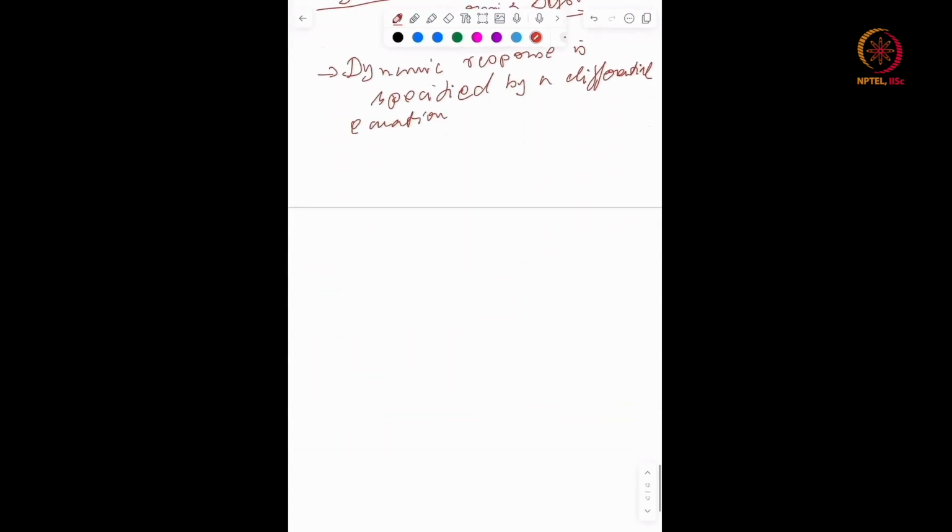So let us look at a few of them, like a zero order system. Okay, so a zero order system is characterized by a single parameter. Say, for example, y equal to kx, where the static sensitivity is k. K has the same dimensions as the ratio of y over x. The dynamic response of a zeroth order system is independent of time.